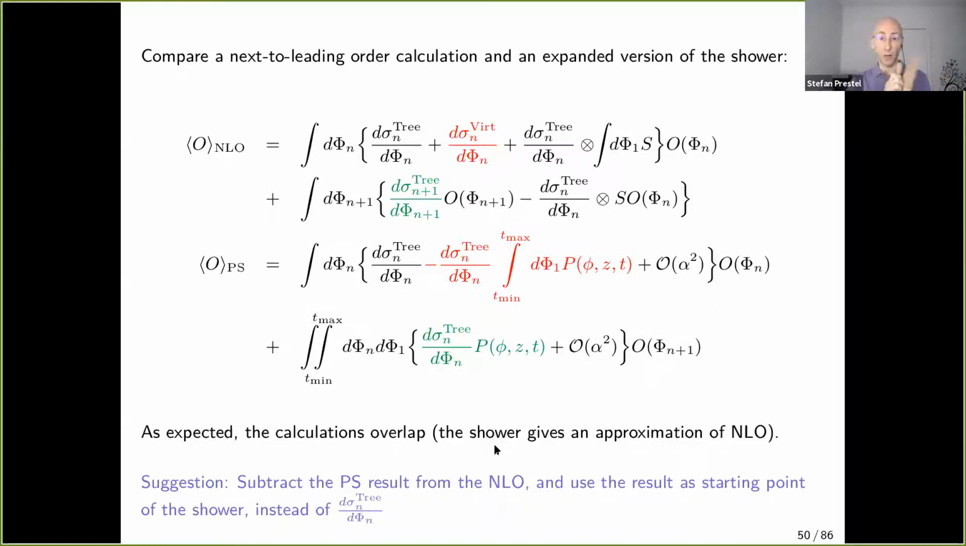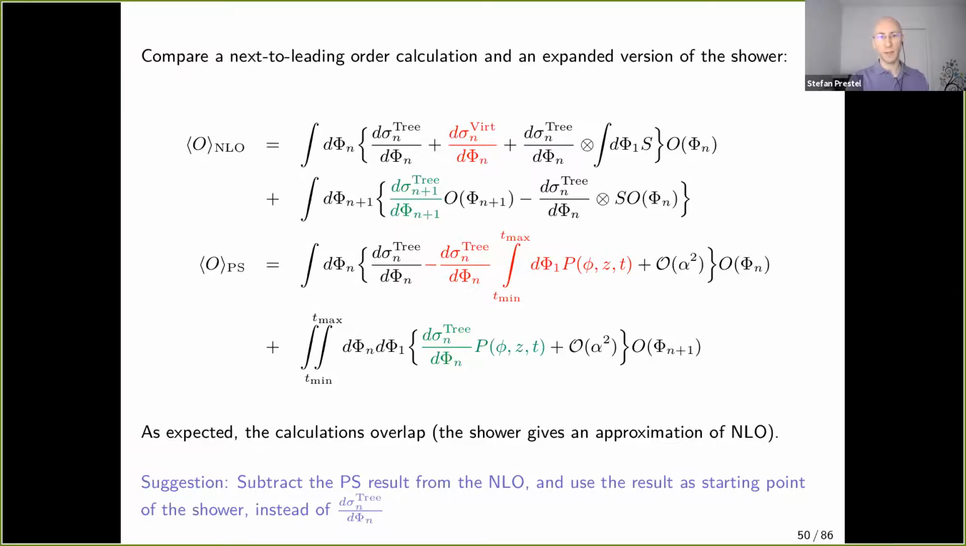Now, that sounds annoying. Things overlap. This is a bad thing. However, this is actually a blessing in disguise. Because what you can do is subtract the parton shower result, all of these things, from the next-to-leading-order cross-section, and then use this subtracted version of the cross-section as the seed, the prior distribution from which to start a parton shower. What this gives you is a way of generating events, so phase space points, not only observables, but phase space points at next-to-leading-order accuracy.